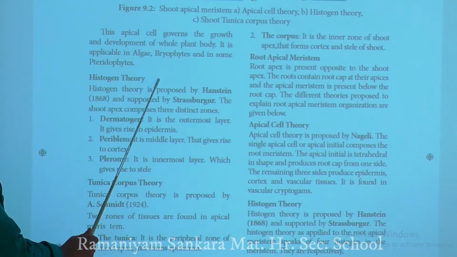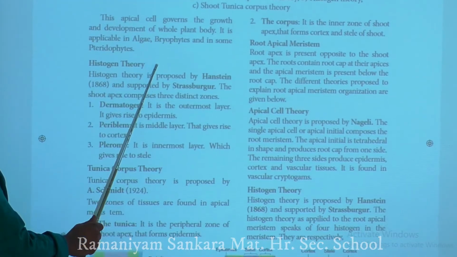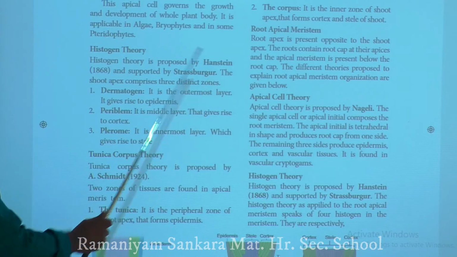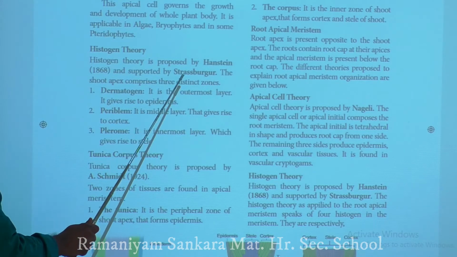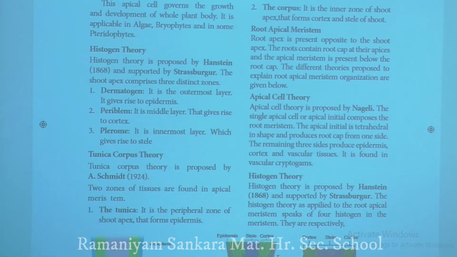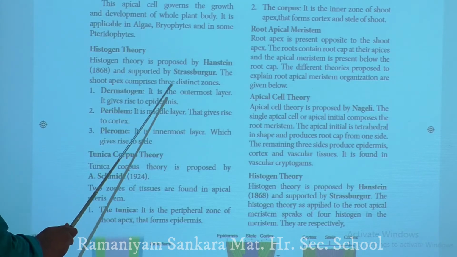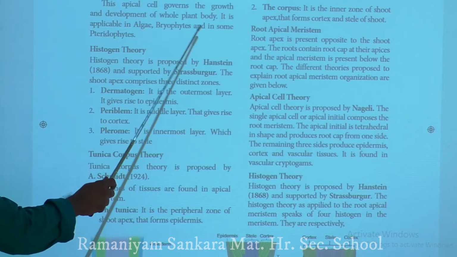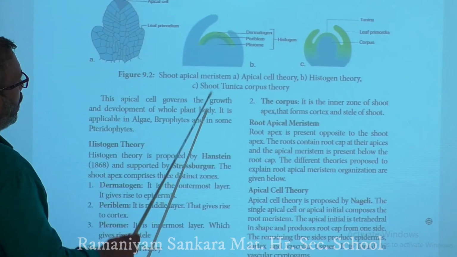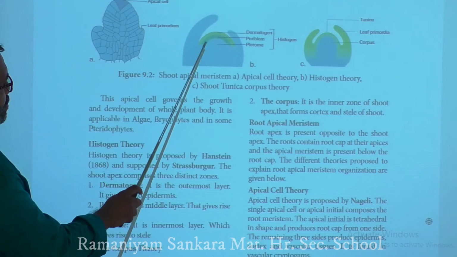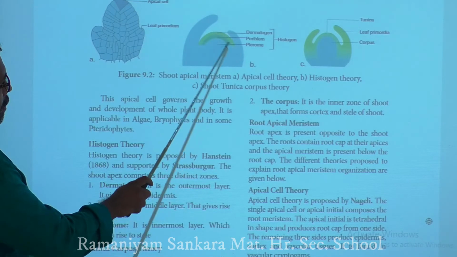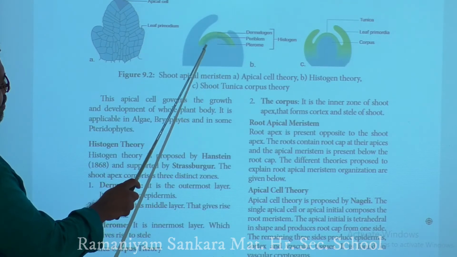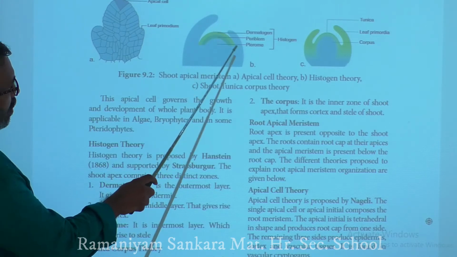Next, the histogen theory. The histogen theory was proposed by Hanstein in 1868 and supported by Strasburger. They will ask one more question on this, so it is a very important theory. The shoot apex comprises three distinct zones: the dermatogen, the periblem and the plerome. The outer layer is the dermatogen, the middle is the periblem, and the inner region is called the plerome.